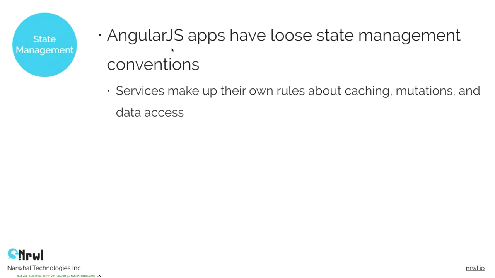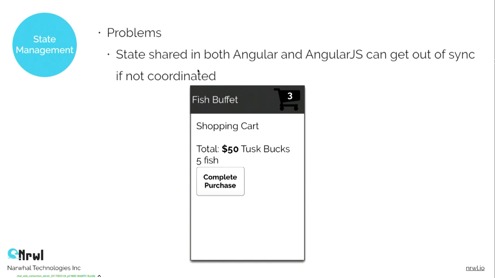So AngularJS apps don't really have conventions for state management. There's some libraries like Angular Data, some other ones like $resource is about as opinionated as the framework gets itself. But they don't really have strong conventions. It's pretty much you figure it out. We have services, that's good enough. So it leaves it to services to figure out their own rules about caching, mutations, data access, and nobody does it consistently. No developer does it the same as another developer on their team.